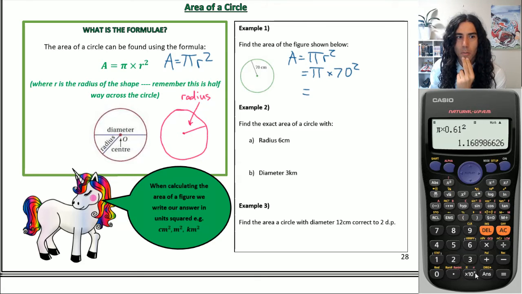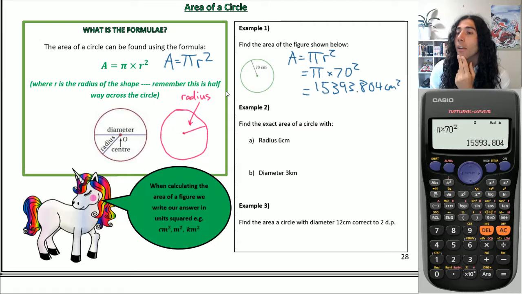I was expecting more decimal places, but anyway, 15393.804. That's as many as the calculator wants to give us. But let's just round it off to the nearest whole: 15394. The question didn't ask us to do that, so that's why I definitely gave the exact answer as well.